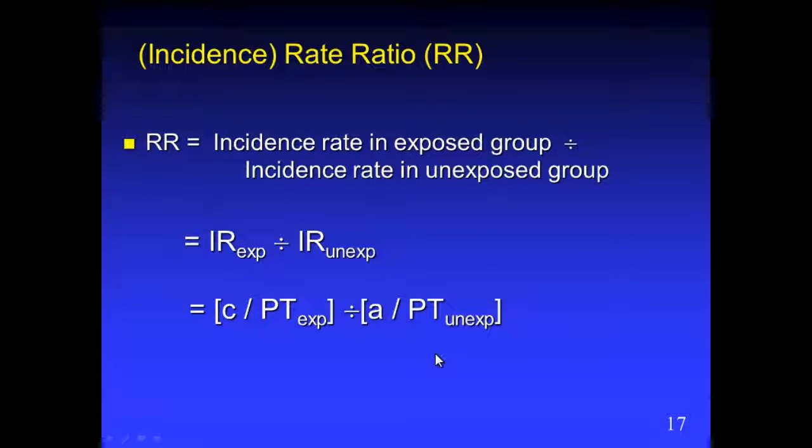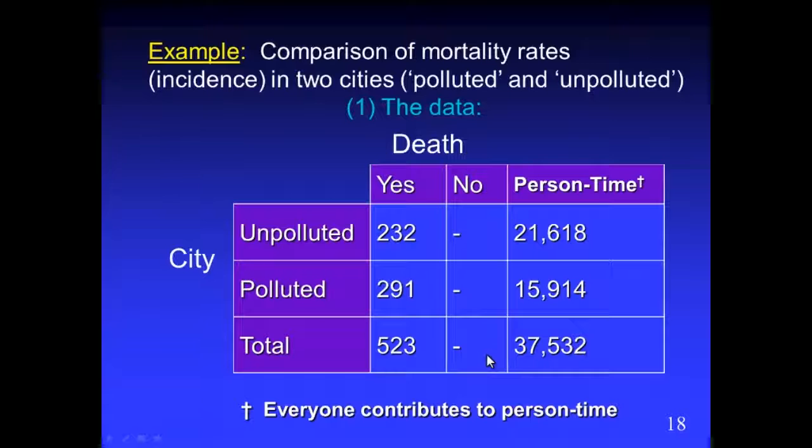So the calculation of the incidence rate ratio is very straightforward. It's just the incidence rate in the exposed group divided by the incidence rate in the unexposed group. And just referring back to the 2x2 table, you'll be able to see how this is calculated. Okay, so if we go back to our comparison of the two cities, the unpolluted and the polluted city. This time I've added in person time, but you can't see the numbers who didn't die there, because they don't directly contribute to the calculation, but they are important in terms of contributing person time.